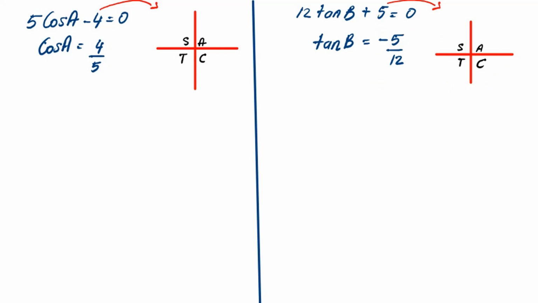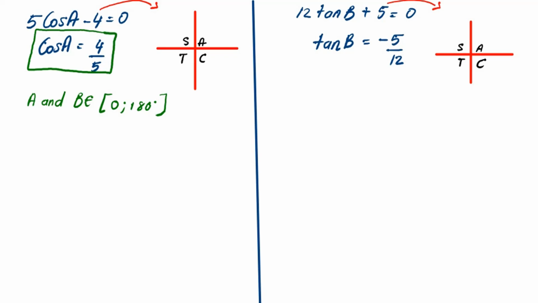Okay, because we are told that angle A and B are in the first two quadrants, right? When we look at a quadrant where cos is positive, we need to take into consideration that we need to be working in the first two quadrants. When you look at the quadrant where tan is negative, we need to take into consideration that you need to only be working in the first two quadrants, right?